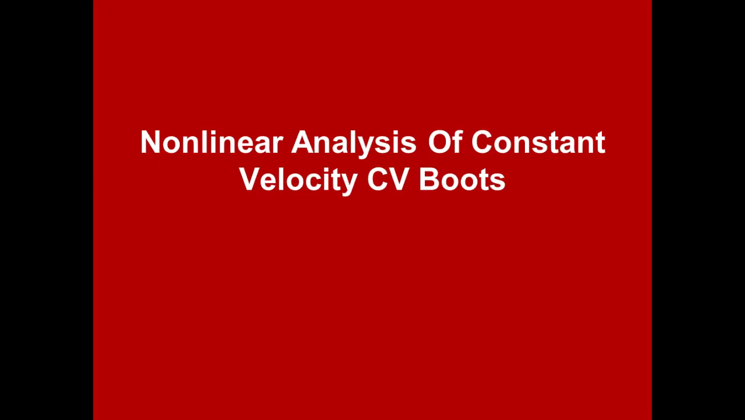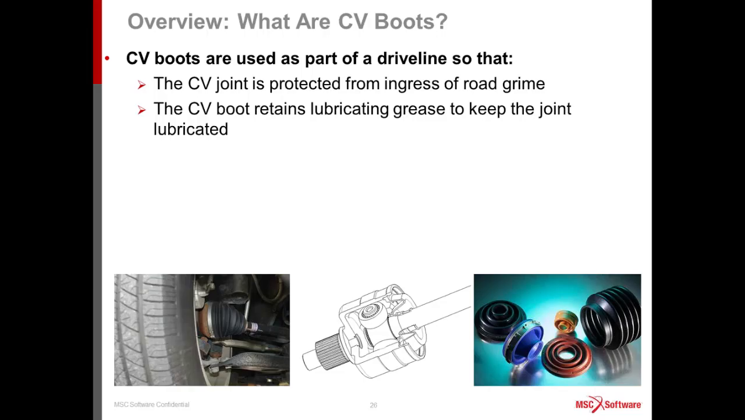Now, the next example we're going to give is on the simulation of constant velocity joint boots. We supply a large proportion of constant velocity joint boots into motorsport, and we're also very successful in supplying the same type of boots into high performance military vehicles. So the boot is used to protect the joint from the ingress of road grime and dirt, and the boot helps to make sure the joint is fully lubricated and to ensure a long working life.